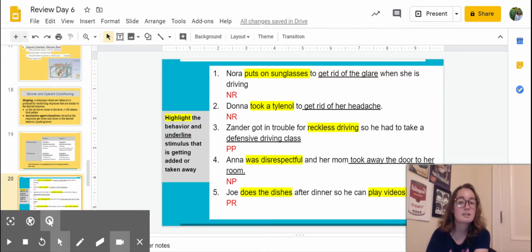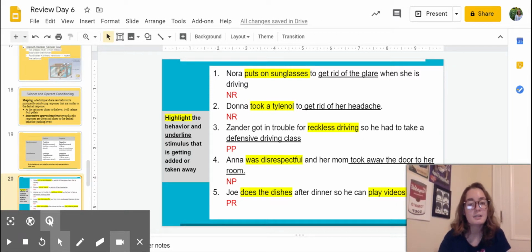Putting on sunglasses gets rid of the glare. A glare is something that's unpleasant. So it's getting rid of an unpleasant stimulus and reinforcing the behavior of wearing sunglasses. So it's negative reinforcement.